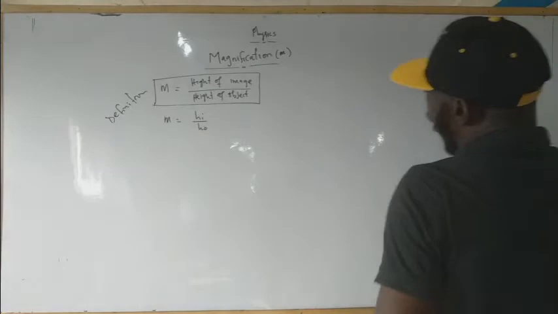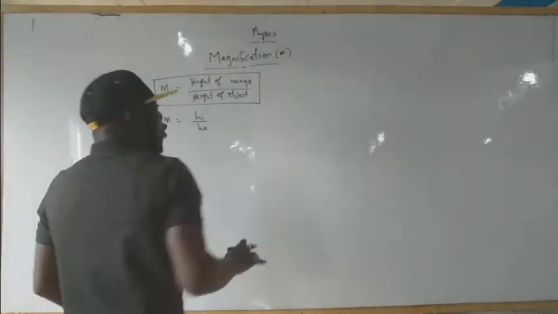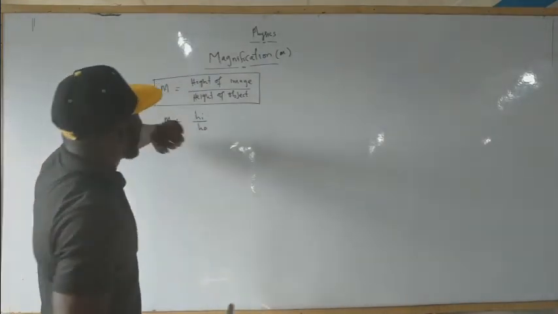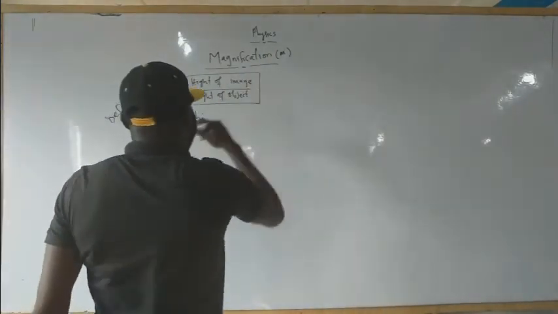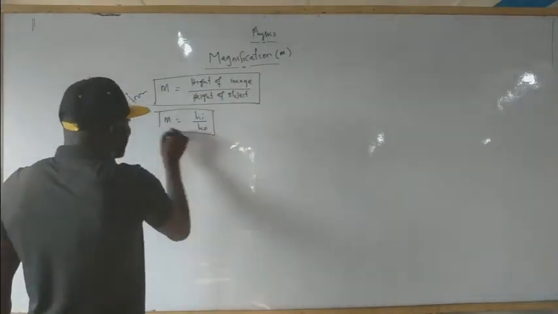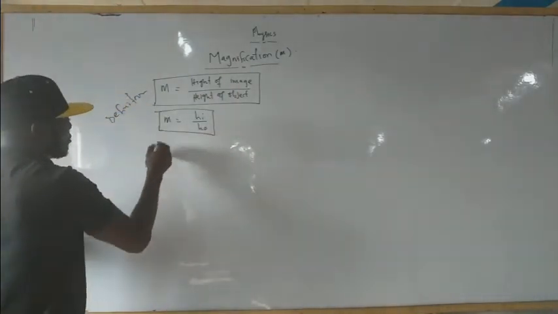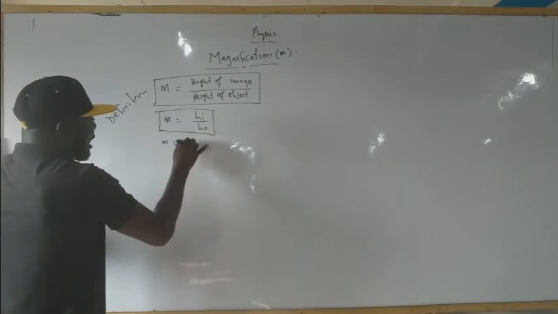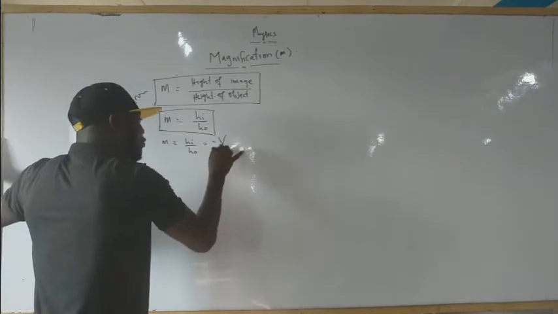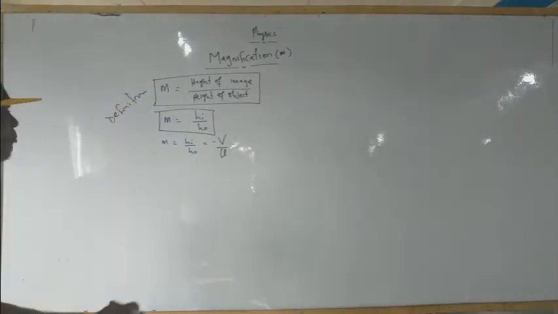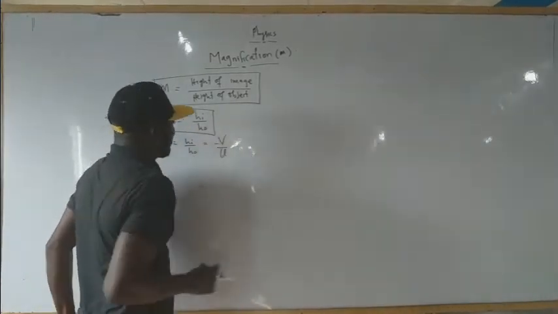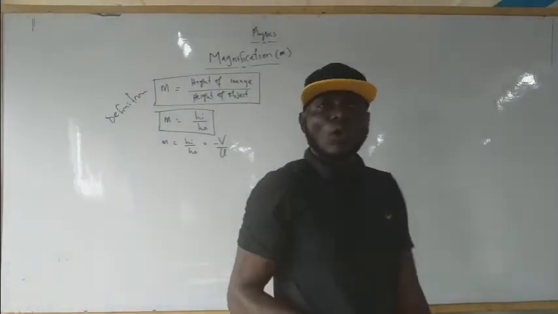Magnification, or lateral magnification, or linear magnification, can be defined as the height of image to the height of the object, that is HI over HO. So from there we can prove that M equals HI over HO, which equals minus V over U. Note this, this is minus. Minus V over U.